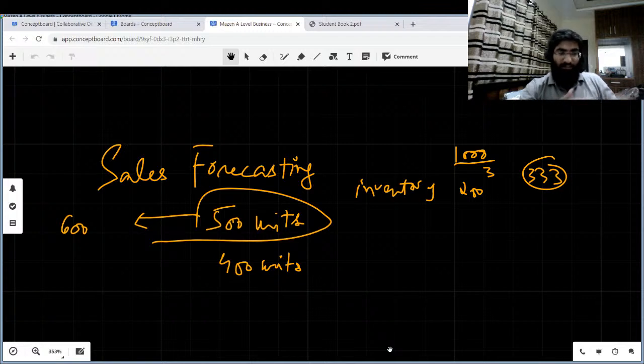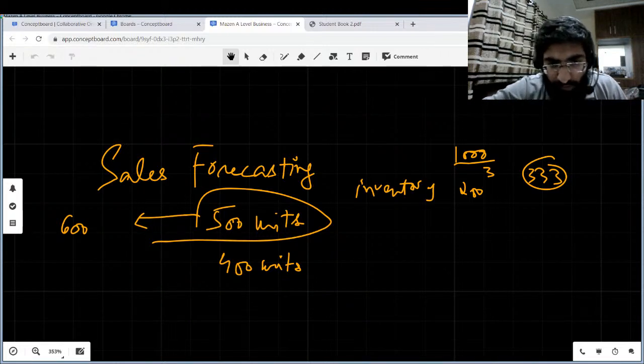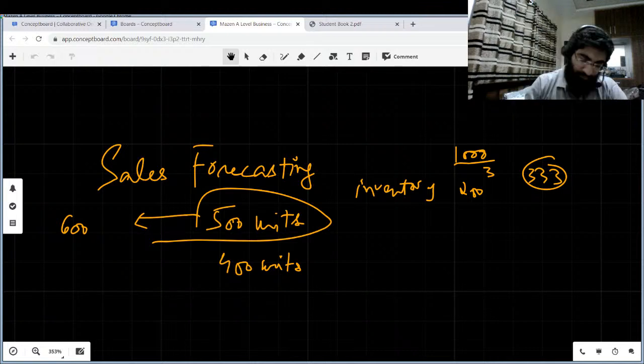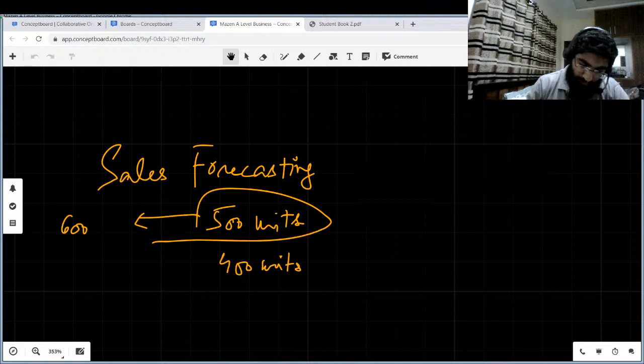Then this additional capacity which I had invested in would just go to waste, or I would just build up inventory, which would then lead me to the disadvantages of holding too much inventory. So to avoid these situations, we do sales forecasting. Okay, the next thing is, how do we do sales forecasting?